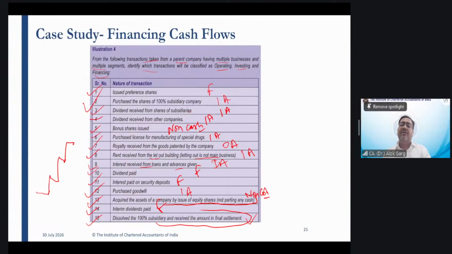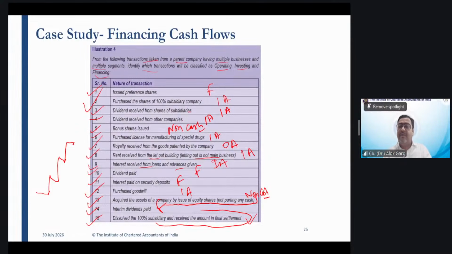Have you understood that the indirect method is prepared from accrual to cash in case of operating activity, but the direct method is just like a cash account: whatever cash you collect, whatever cash you paid. That is the direct method. As per SEBI LODR regulation, only the indirect method is allowed. In investing and financing activity, there is only one method, which is the direct method.